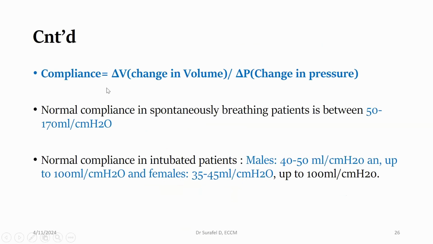So compliance, as a mathematical formula, is the volume change per pressure change. So how much pressure should I apply to bring a change in the volume of the lung? For example, if I use 2 centimeters of water pressure to distend a lung by 500 ml of volume, versus if I need 10 centimeters of water pressure to have the same volume effect of 500 ml, which one is a highly compliant lung? The first one or the second one?